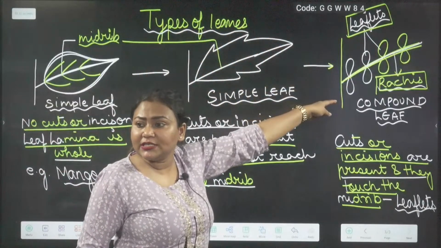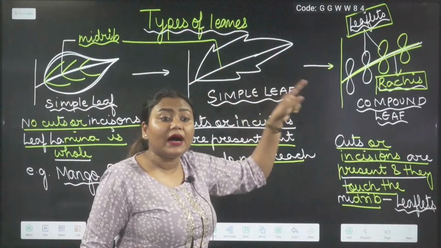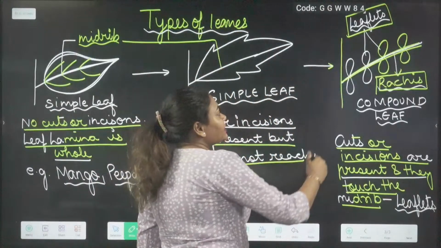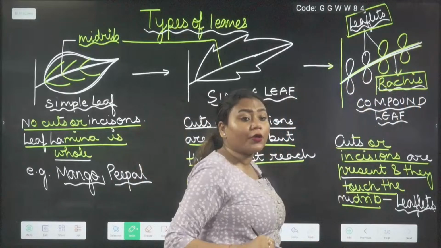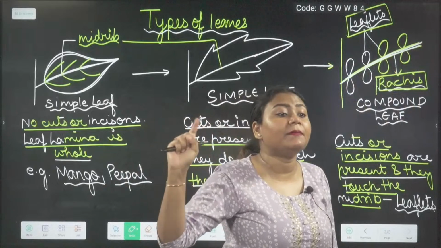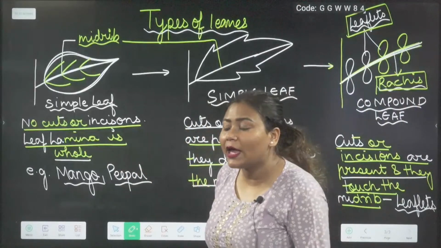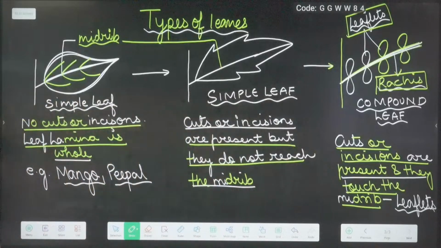Cuts or incisions are there, but they reach the midrib and form what? Leaflets. When leaflets are formed, then the leaf is known as a compound leaf. Am I clear? Yes or no? Then what is it known as? Compound leaf. Again and again I am telling you. Please see this once.